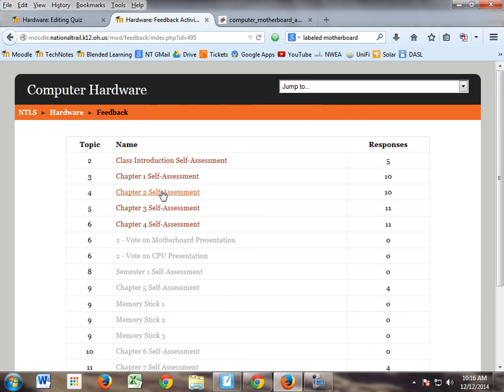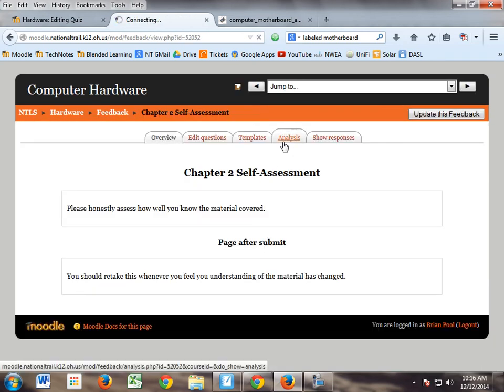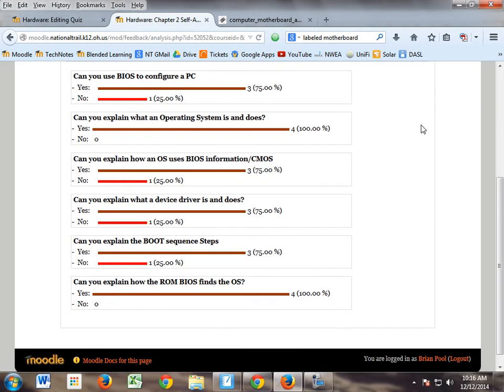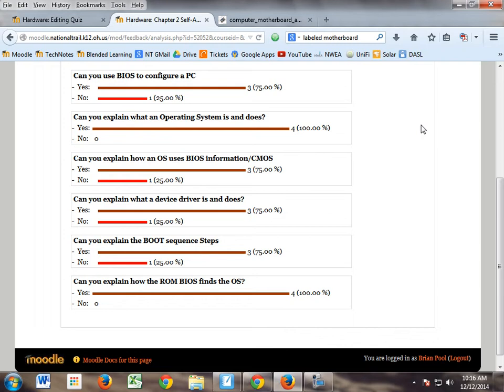Okay, number 2. Let's go to chapter number 2 about software. Use BIOS to configure a PC. Obviously, we can't do that. You have to get into the BIOS and you have to read it to do a BIOS. There's no way for me to tell you which ones, okay?